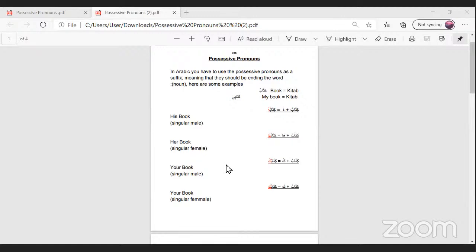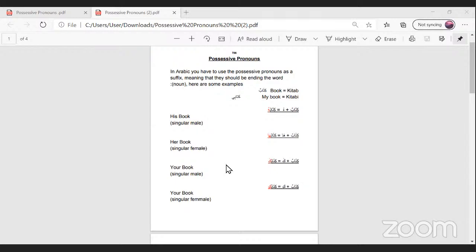Now, every language has pronouns. And even the Arabic language has pronouns. There are two types in English as well. You have attached pronouns and you have detached pronouns. The pronouns I'm going to teach you today are the possessive pronouns, which attach with a noun and give possession.